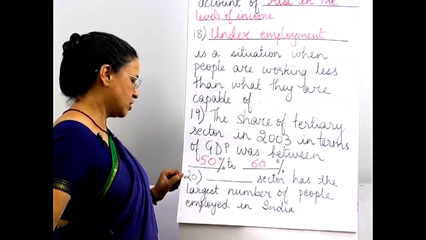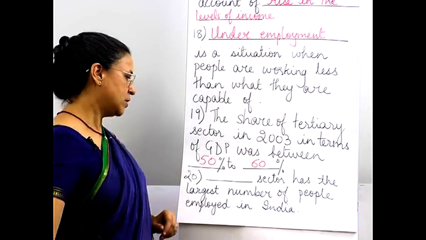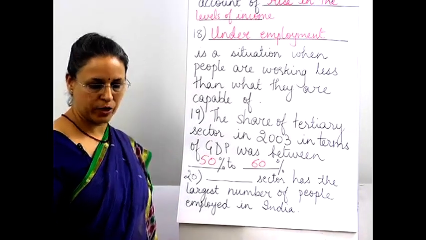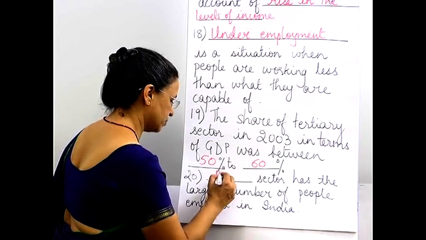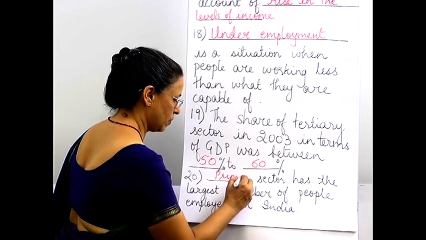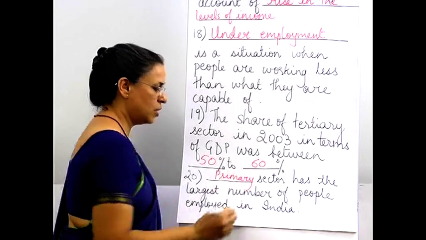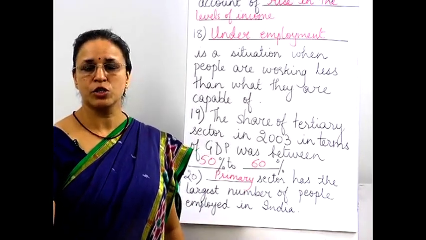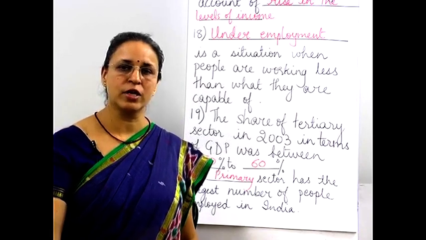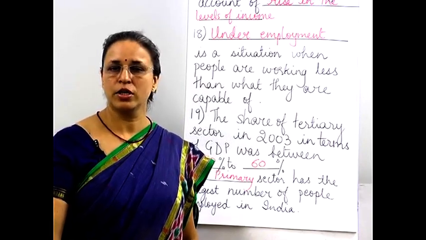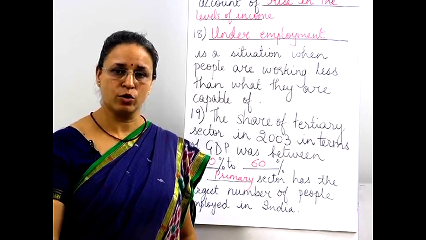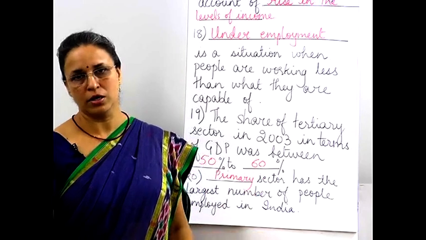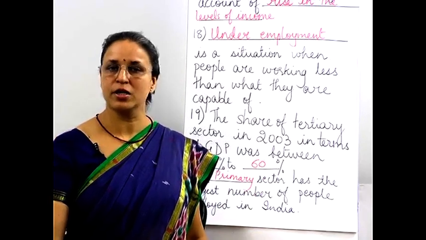20th, that is the last one that we will see for this lesson. Dash sector has the largest number of people employed in India, and that is the primary sector. In the world, if you see, maximum people are employed in the tertiary sector. Countries which have more people employed in secondary and tertiary sector are generally the developed countries, and where you find maximum people are in the primary sector, they might be undeveloped or developing countries like India.